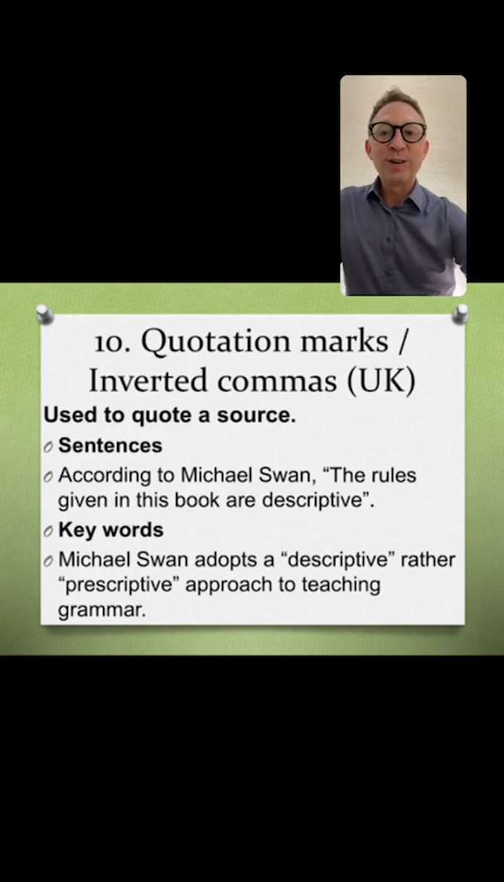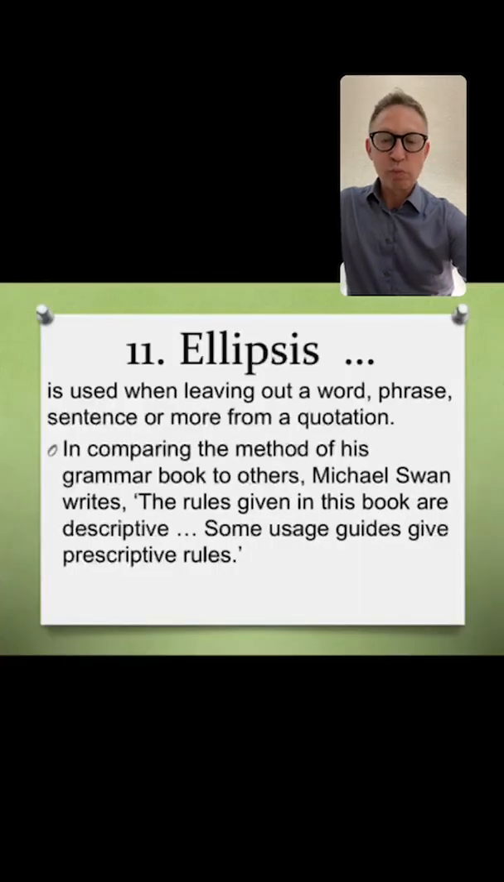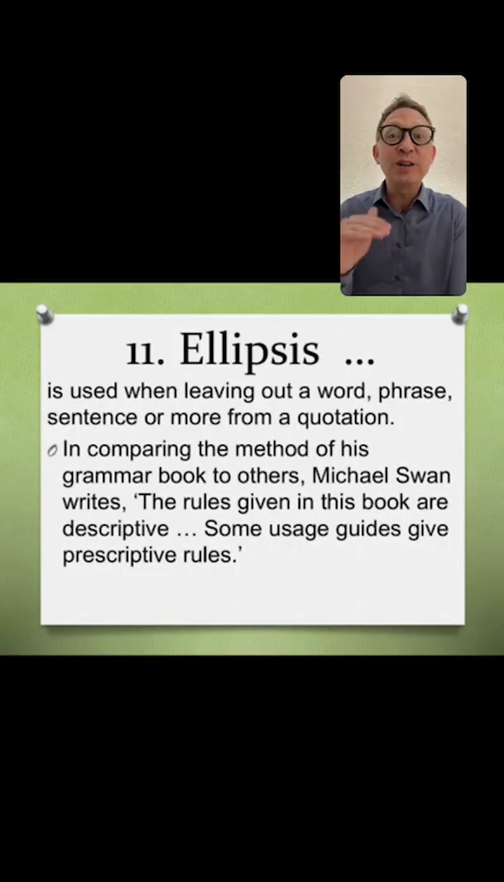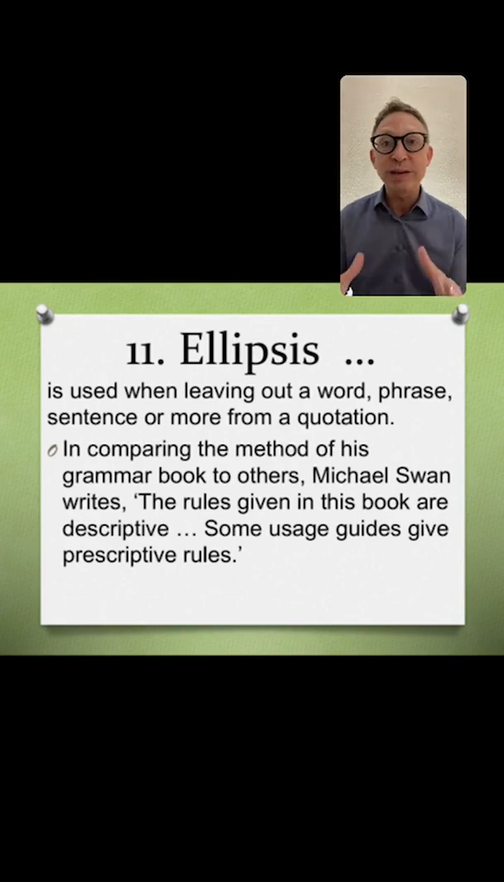Now, let's move on to the next. We have the ellipses. The ellipses is not common, but I wanted to at least show you what it is. It's 3 dots. And it's used when you're leaving out a word or a phrase or a sentence or something longer in a quote. So you're quoting something and you don't want to quote all of it. So you leave out the unimportant words.